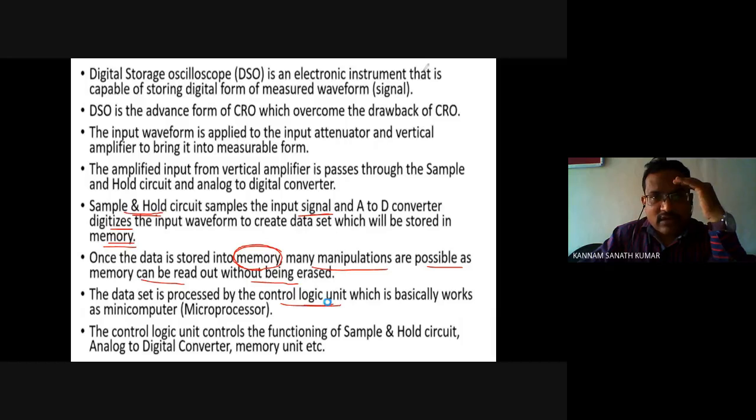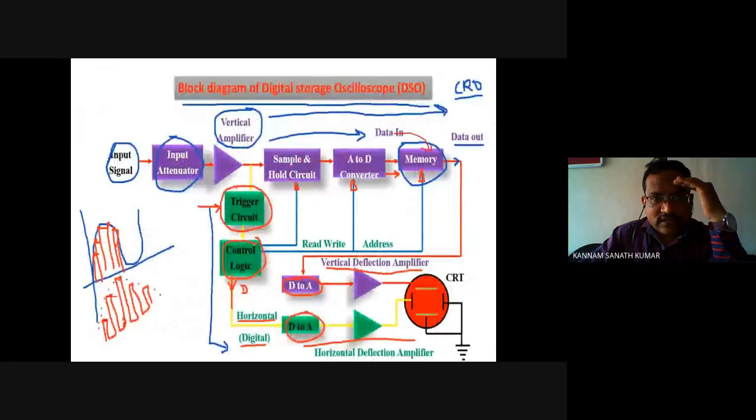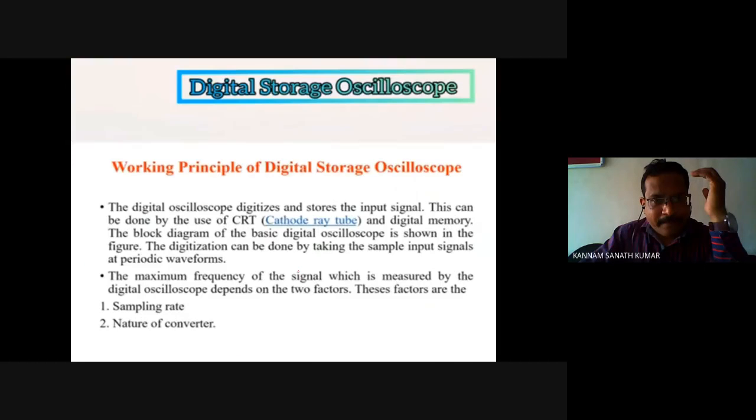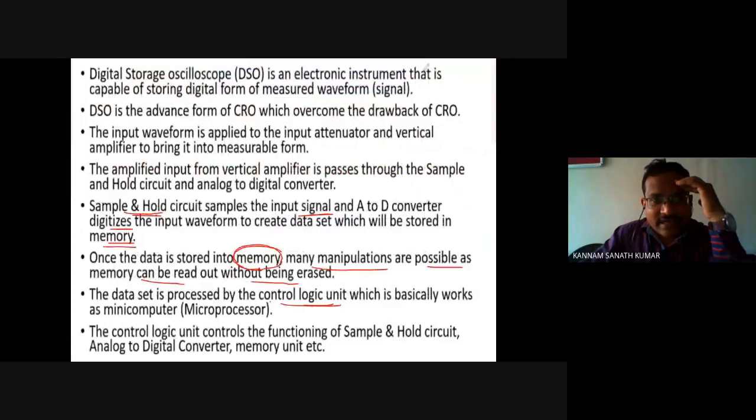So what is our control logic? As I told you, control logic is nothing but a microprocessor or microcomputer. It can be a microcontroller or microcomputer. Basically it will process the digital data. So here the data is processed by the control logic, which works as a mini computer, and a mini computer is basically a microprocessor.